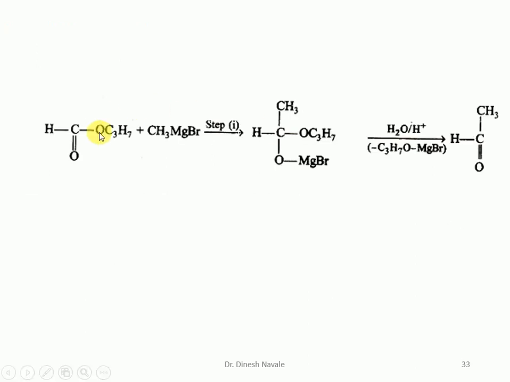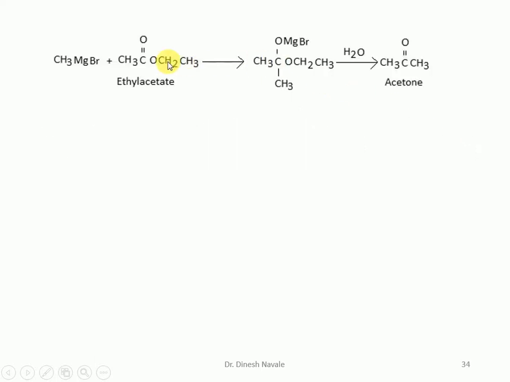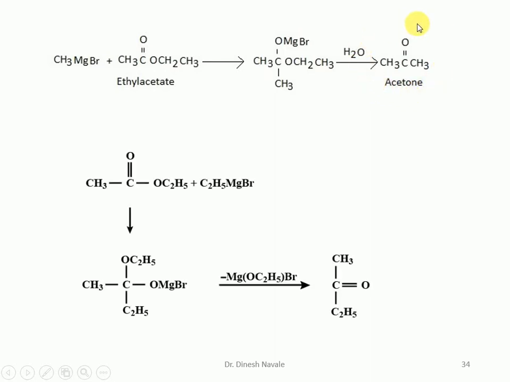So this is also the same mechanism for the last step. Methyl magnesium bromide will be added across the ethyl formate, propyl formate. First step will be the formation of the complex. This complex will break down in acidic condition into the aldehyde. This ethyl acetate with methyl magnesium bromide, we are going to get formation of acetone. These are some of the examples.